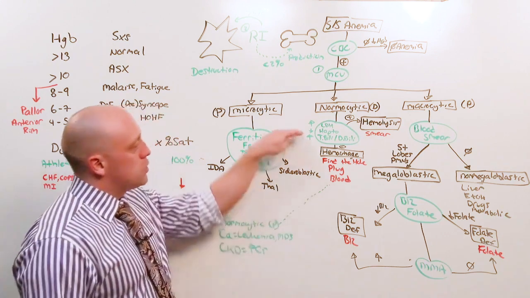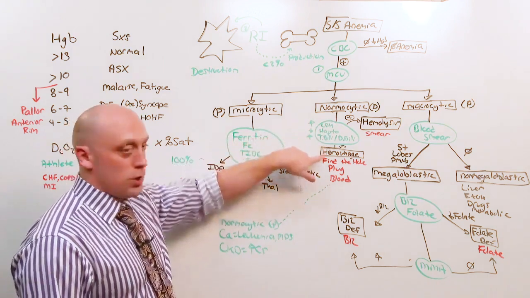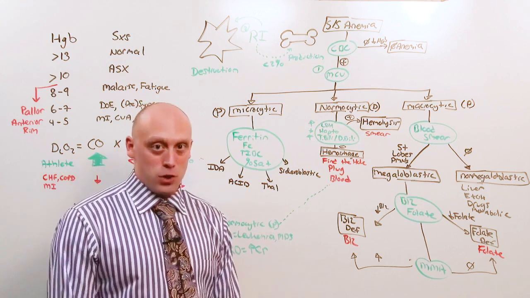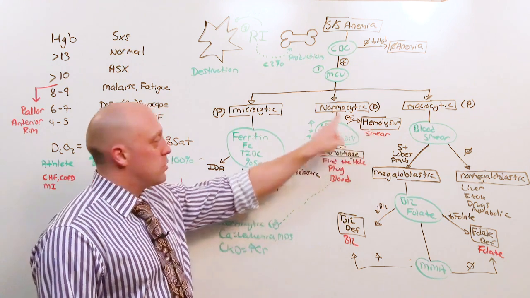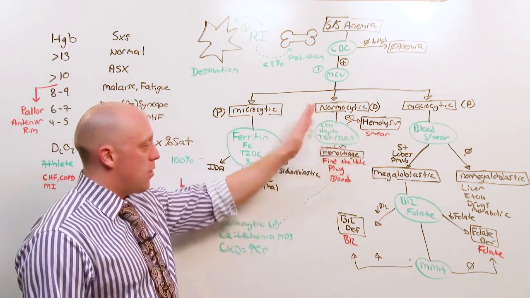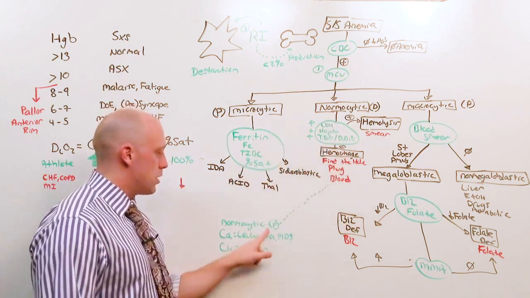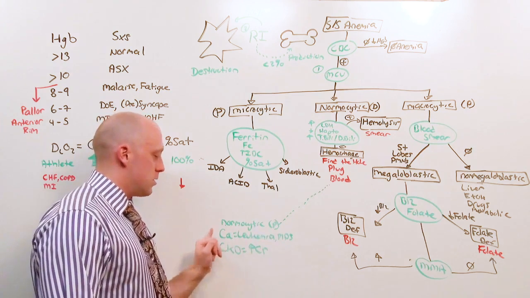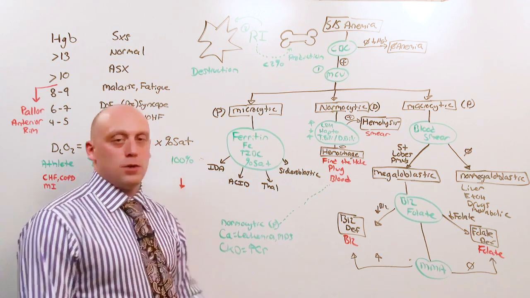You're not going to use the laboratories to separate hemolysis from hemorrhage. If it's hemorrhage, you're going to see them hemorrhaging. The labs will tell you this is hemolysis. If they don't have hemolytic labs and they're not bleeding, normocytic anemia is likely to be productive, and that is cancer and chronic kidney disease. That is the approach to anemia.